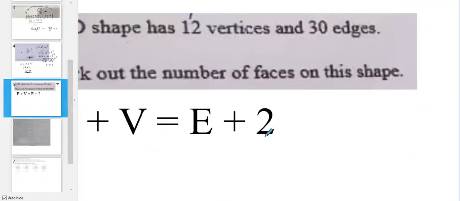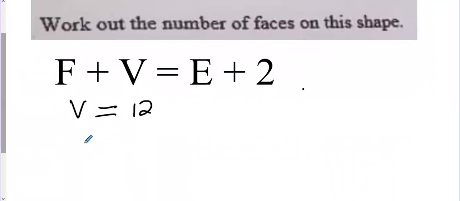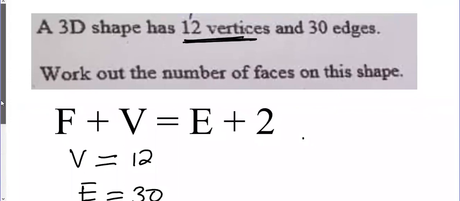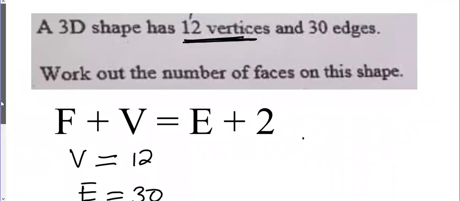Okay, the next question will be this question here. A three-dimensional shape has 12 vertices, so V is 12, and 30 edges, so E is 30. Okay. So we have 12 vertices, meaning V is 12, and 30 edges, meaning E is 30. So the missing number is faces. Work out the number of faces on this shape.